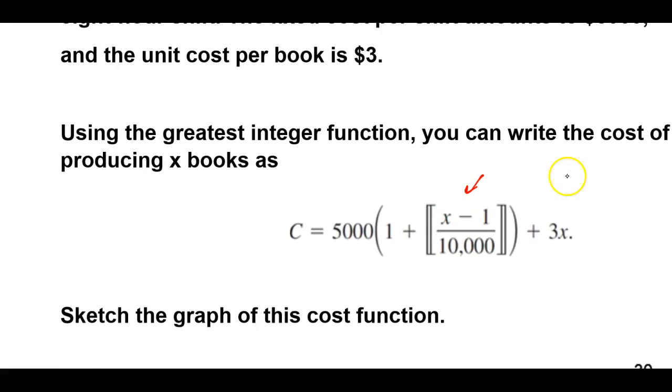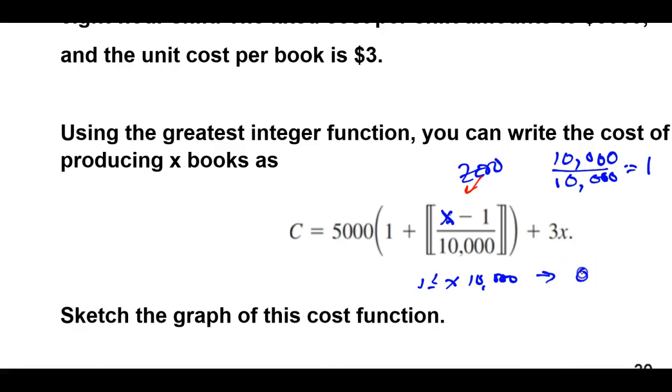And we can see that any value less than 10,000, because 10,000 divided by 10,000 is 1, then x would have to be 10,000 before, because the greatest integer of 0.9 is still 0. So this is going to stay a 0 for all those values of x that are between 1 and 10,000. It's still going to be a 0 in there.